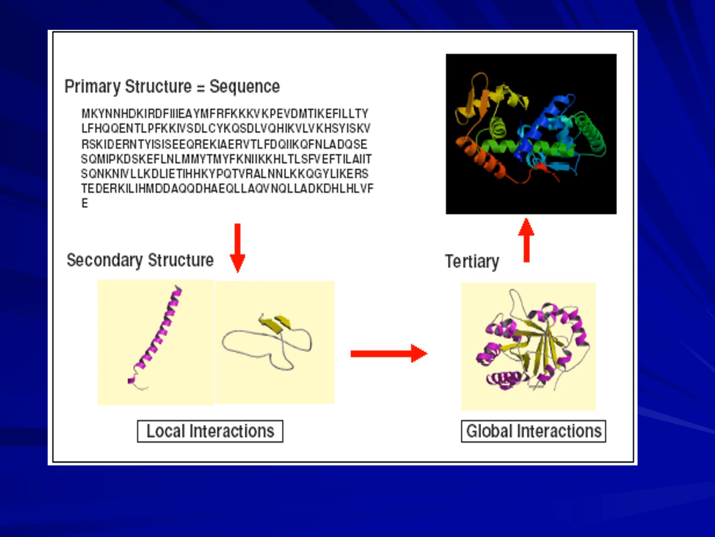The linear sequence is called the primary structure, and it is converted into alpha helices and beta pleated sheets through local interactions, which is called the secondary structure. If the folding of these interactions of the alpha helix, beta pleated sheets, and coils takes place, that is called global interaction. That will be responsible for the development of the 3D structure, or tertiary structure, of the protein.